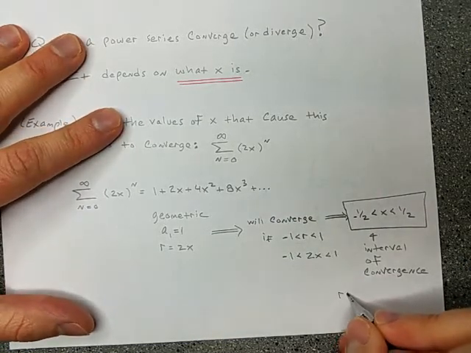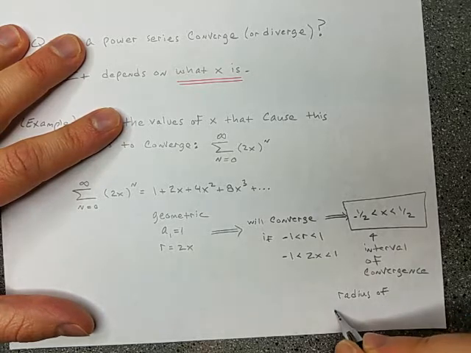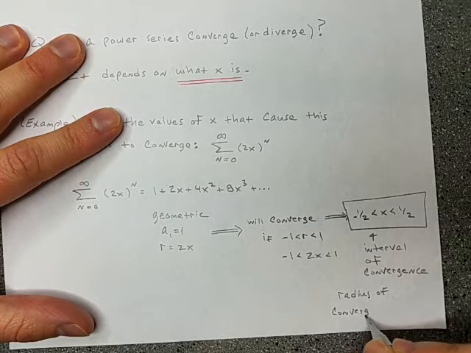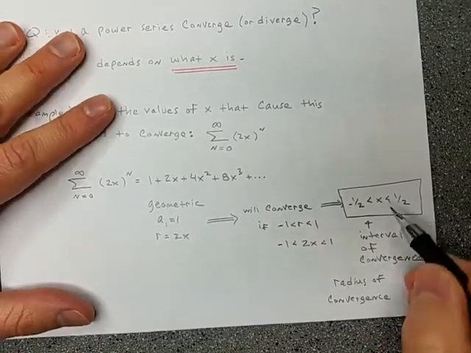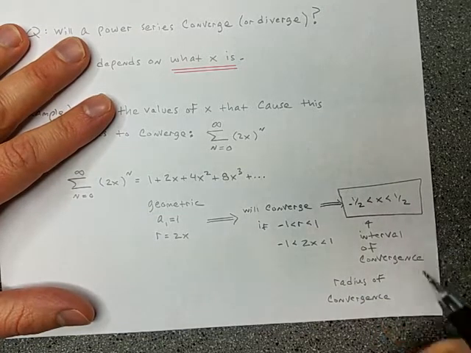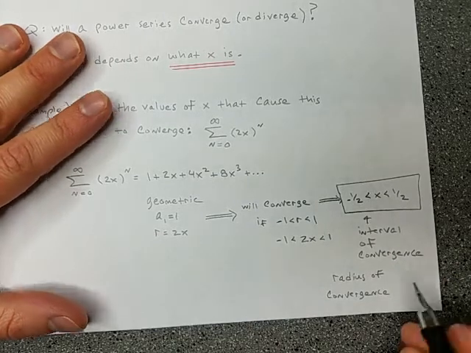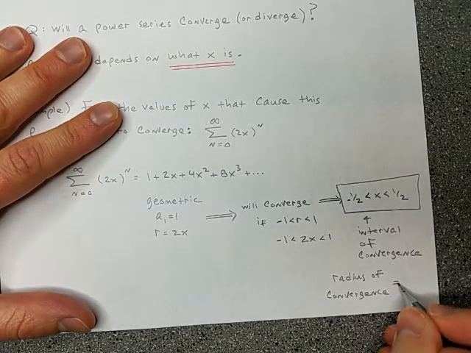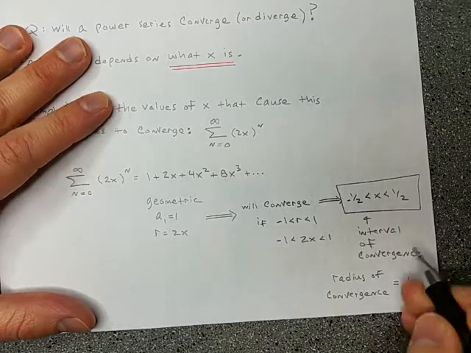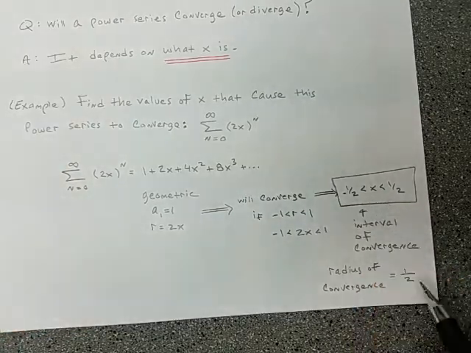The radius of convergence is a different concept. If you think about where's the middle of this interval? It's at 0. Then the radius of convergence is how far to the edges. So the radius of convergence for that interval is 1/2.